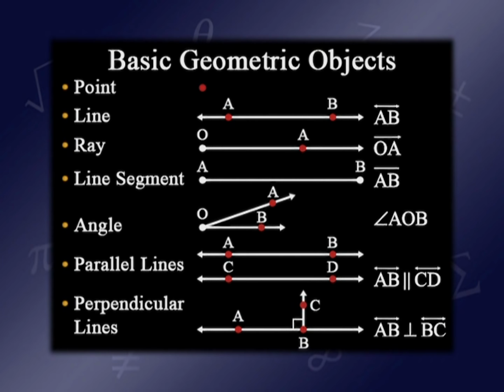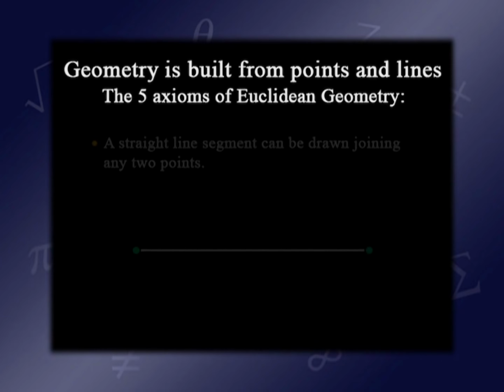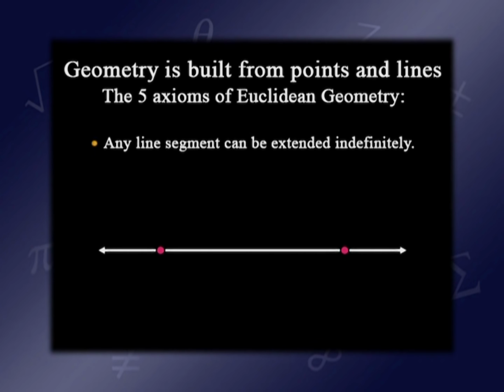Okay. All of geometry is built from points and lines and comes from the following 5 axioms of Euclidean geometry. So I will say them and we will illustrate them. For instance, a straight line segment can be drawn joining any 2 points. Okay, so if you have any 2 points, then you can connect them with a straight line. Right? That's certainly something that we would accept without question, and so that's an axiom that we accept as part of our system. Any line segment can be extended indefinitely.